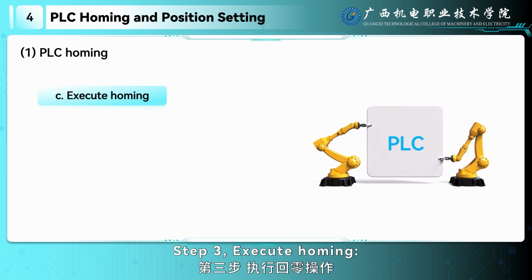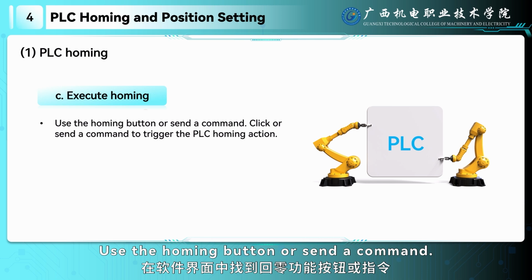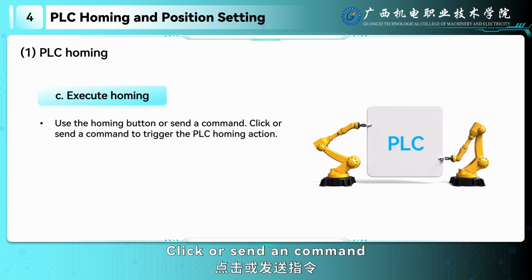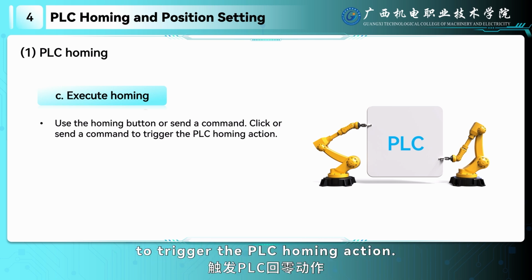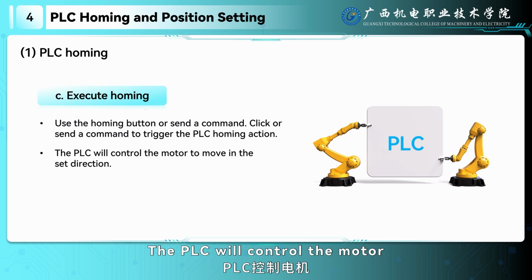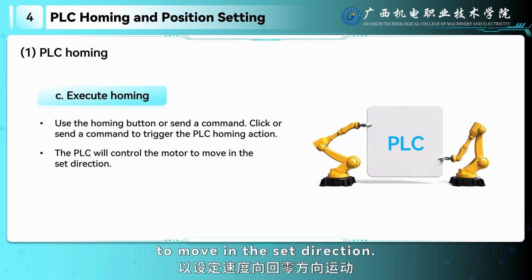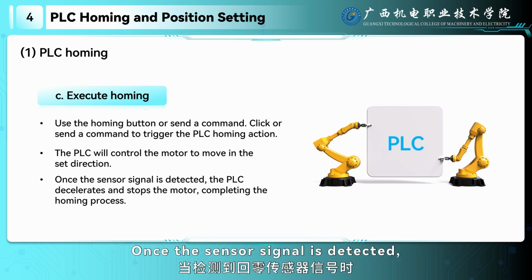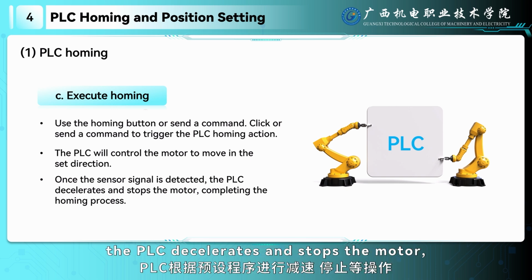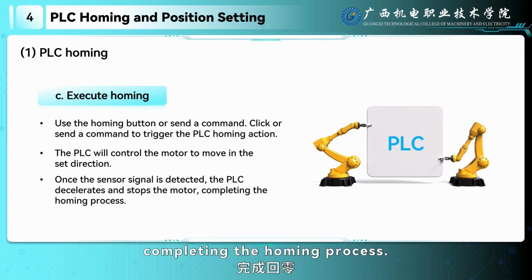Execute homing. Use the homing button or send a command. Click or send the command to trigger the PLC homing action. The PLC will control the motor to move in the set direction. Once the sensor signal is detected, the PLC decelerates and stops the motor, completing the homing process.